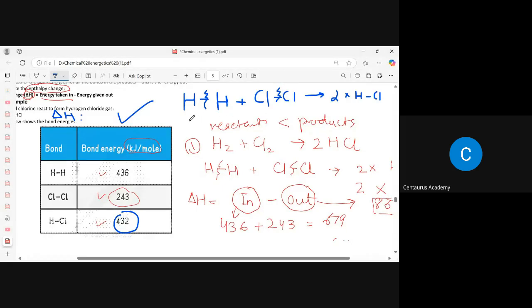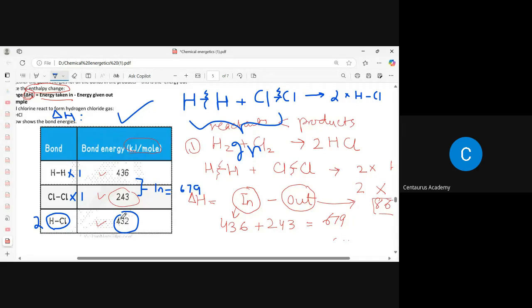This means that the energy which is taken in is this much amount of energy for one hydrogen and one for chlorine. So this bond energy is going to be 436 plus 243, right? Whatever the answer comes up, you're going to write it down as the energy which is taken in, or absorbed. Tell me the answer. 679. So we're going to mention that this is 679.